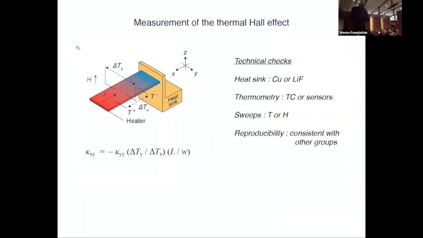So thermal Hall, for those who don't know, is the thermal equivalent of the electrical Hall. You send a heat current along the x-axis, a field along the z direction, and you measure the transverse temperature difference, delta T_y. The kappa_xy is given by that. I can go over various checks that we've done if you want to know at the end of the discussion. But basically, this is a measurement that we've performed. It's hard because it's a very small temperature difference.